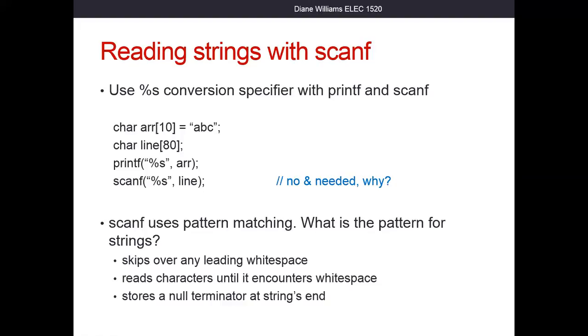Right? And we want to talk about how scanf reads things in. We noticed with integers, doubles, things like that, the pattern matching for those numbers was to skip over any leading white space. And it does the same thing for strings. So when reading in a string, it will skip over any leading white space. Remember that white space is blank spaces, tabs, and new line characters. It's going to keep reading one character after another until it encounters some sort of white space. It'll read that in, and then it will automatically store a null terminator at that string's end for you.